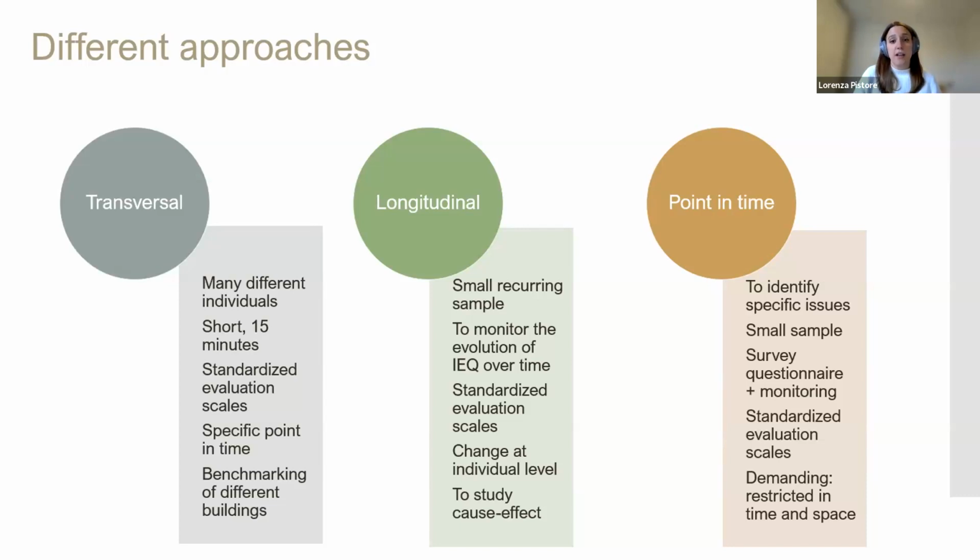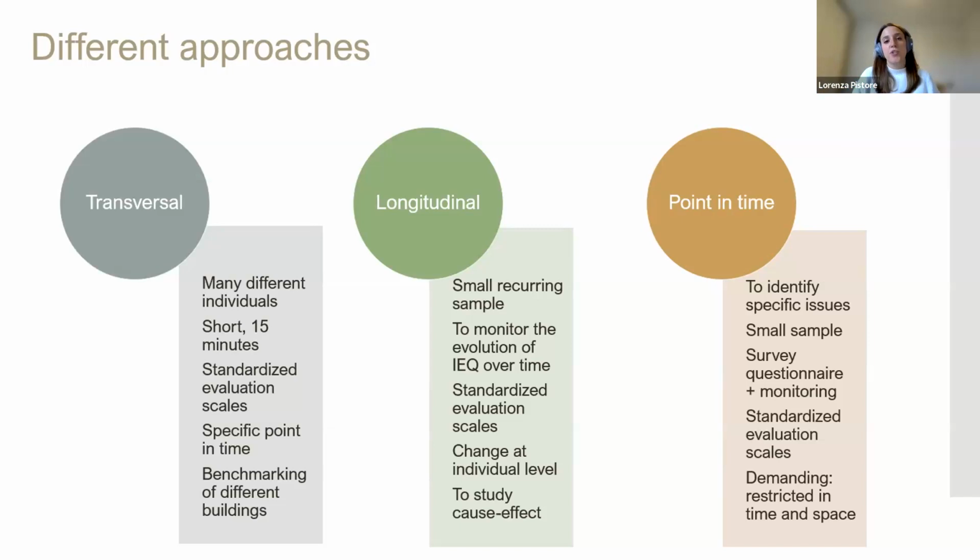Then we can have a longitudinal approach where we actually survey a small recurring sample. And this helps to monitor the evolution of indoor environmental quality over time. So it's not just at a specific point in time, we can repeat it over time. Also in this case, we have standardized evaluation scales. And it's important because with this approach, we can look at changes at the individual level for subjects. And it can also be useful, since we have a small sample, to study cause-effect patterns in the indoor environment.